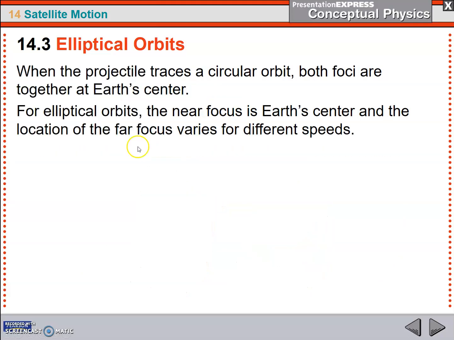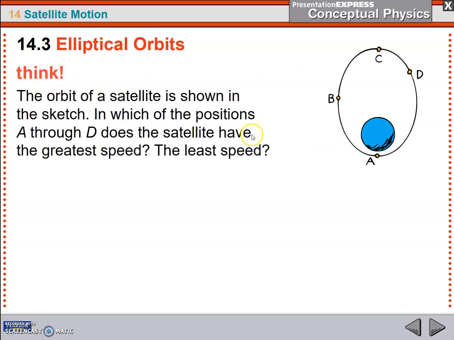Okay. When the projectile traces a circular orbit, both foci are located together at the Earth's center. Again, if we had done the ellipse where you draw it with 2 pins and you put them on top of each other, now you're making a circle. But we don't do that. For elliptical orbits, the near focus is our center, and the location of the far focus is different for different speeds.